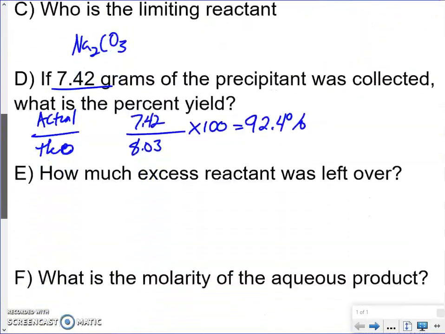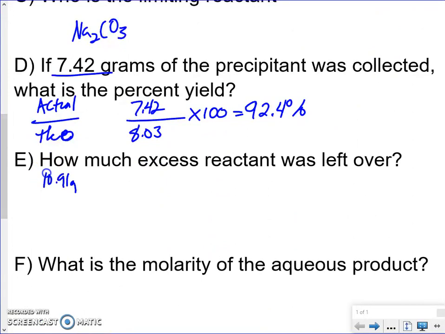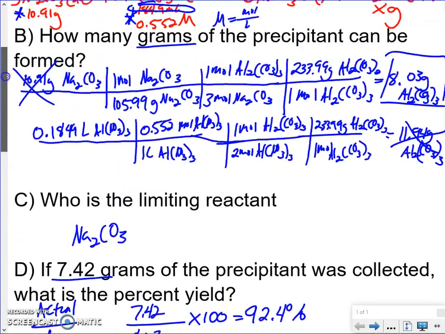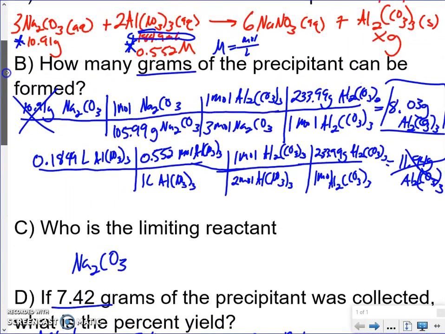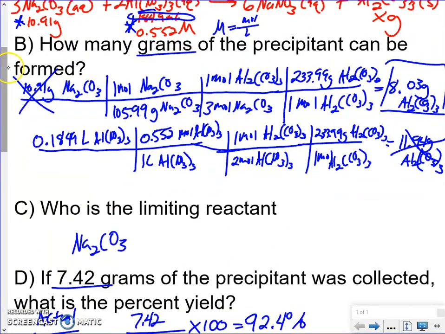We know we had 10.91 grams of our sodium carbonate that was used up all the way. That's our limiting reactant, by definition what we know. From there, we can actually use two values, by the way. We can start with the 10.91 or we can start with the 8.03, because both of these values are definitive values, meaning all of this was used up and all of this was formed, versus we never actually made 11.94 and not all of the 184.9 milliliters was used. So we're only going to use the numbers we know. We're going to either use the limiting reactant or the amount of product that's produced.